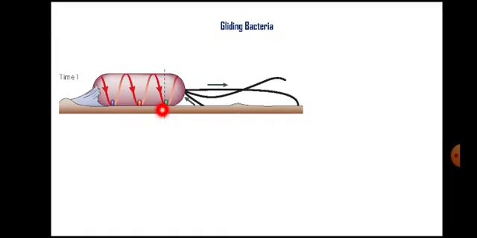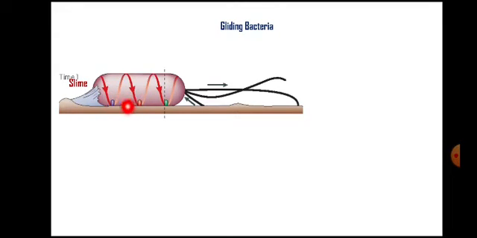In this diagram, this is the bacterial cell. This is the solid substrate. In this diagram it is shown that it contains flagellum, but generally gliding bacteria move with the help of pili, which are short appendages. This is slime, the sticky substance that a bacterium is producing.